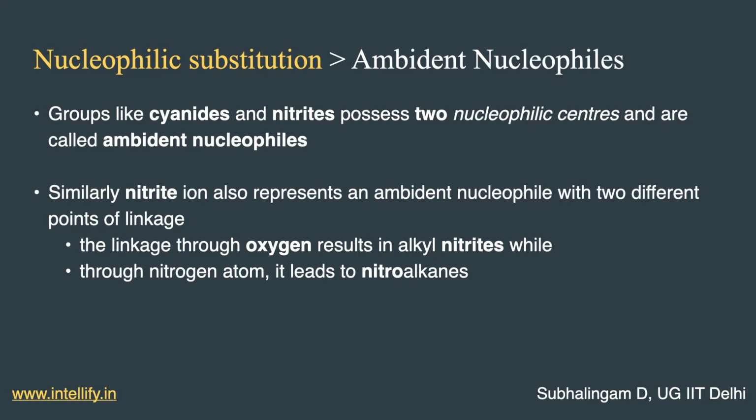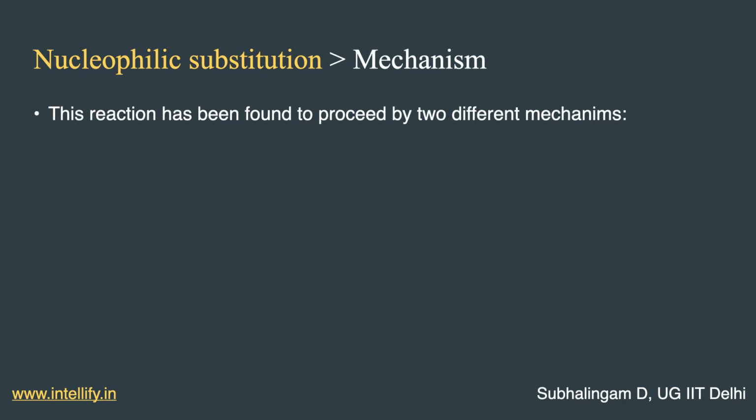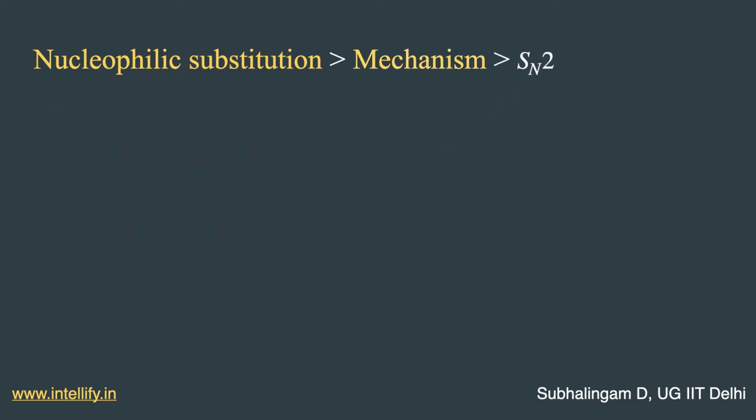Or are there any mechanisms? Are there many types of nucleophilic substitution reaction? Let's look at that. Now we're going to see some mechanisms of nucleophilic substitution reaction. This reaction has been found to proceed in two different mechanisms: substitution nucleophilic bimolecular, which is known as SN2 reactions, and substitution nucleophilic unimolecular, that is SN1 reaction. Let's study SN2 first, then we will move on to SN1.